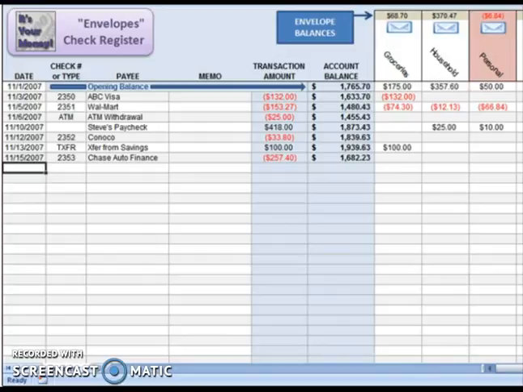So a couple of things to note about the envelope system for budgeting is, before you start the envelope system, you again have to determine how much you have available, right? After you pay your bills and you've put money aside. And once you know how much money you have left, then you decide how you're going to divide it among the different budget categories in which your monthly spending varies.